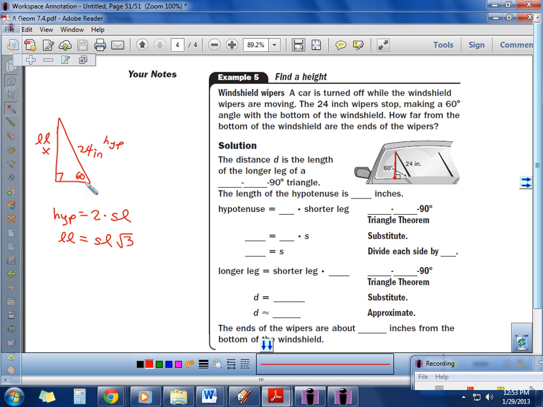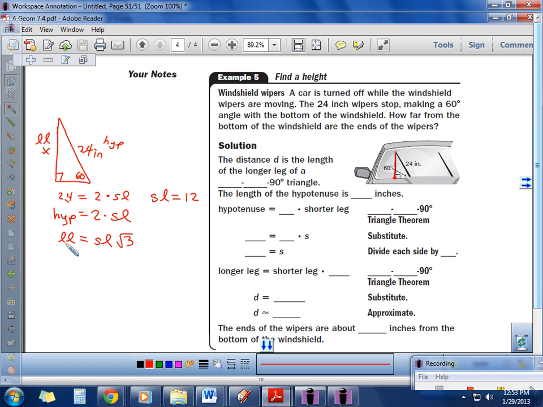So hypotenuse we just found is 24. So I can plug in 24 here. We have a 2 times the short leg. Can I solve for the short leg pretty easily? Yeah. Divide by 2 on each side. So short leg is going to be how big? 12. That one's very easy to simplify.